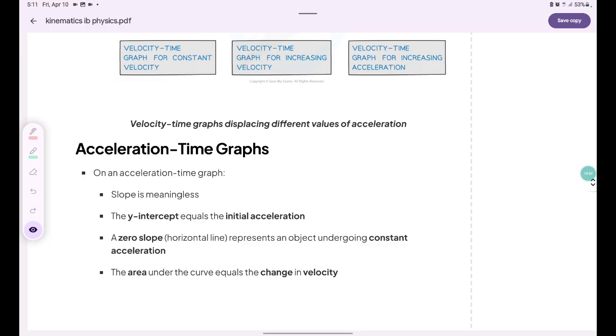Finally, the acceleration time graph. On an acceleration time graph, slope is meaningless. The y-intercept equals the initial acceleration. A zero slope represents a constant acceleration. The area under the curve equals the change in velocity.